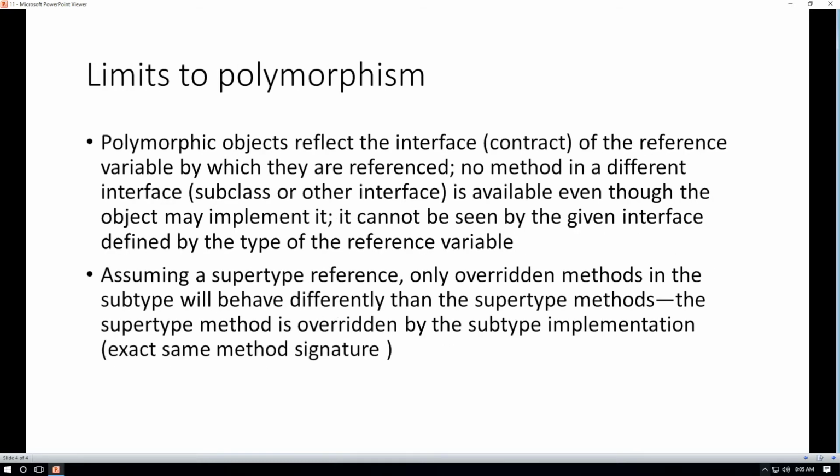Now, there are limits to polymorphism. Polymorphic objects reflect the interface of the reference variable. The additional methods that an object is capable of executing, because it is a subclass and it has added new methods, those are not visible from the superclass reference. So there's no way to directly call an additional method that the subclass defines from the superclass reference. The superclass does not know about it. We can only call the methods defined in the superclass.